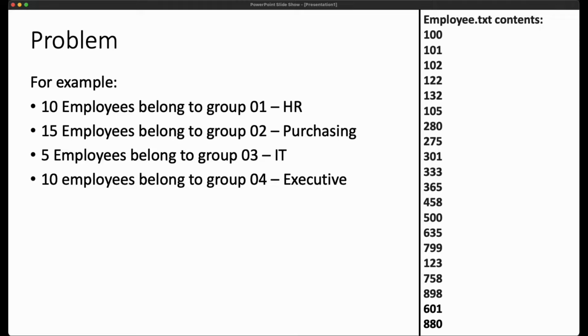Now, this is an example of what you should be outputting to the screen. On the right, you do have the text file that you're going to end up receiving that you can download already. These are all the numbers within. The idea is for you to display something like what you see here. So 10 employees belong to group 1, which is HR. 15 employees belong to group 2, which is purchasing. 5 employees belong to group 3, which is IT. And 10 employees belong to group 4, which is executive.